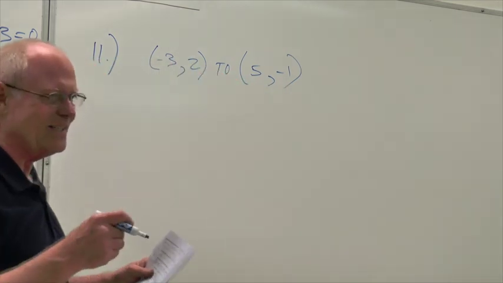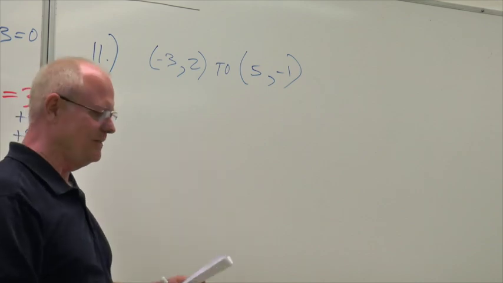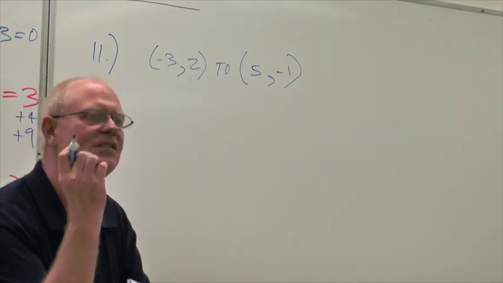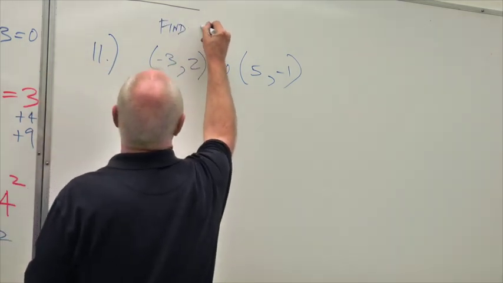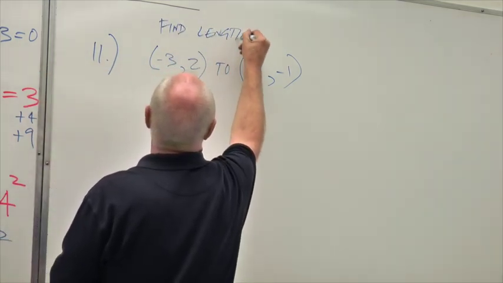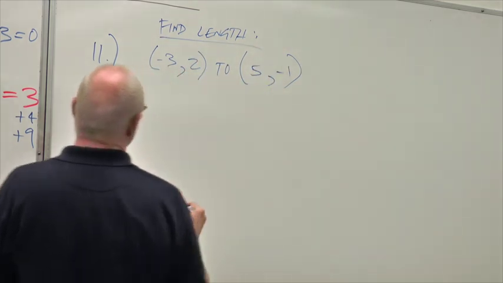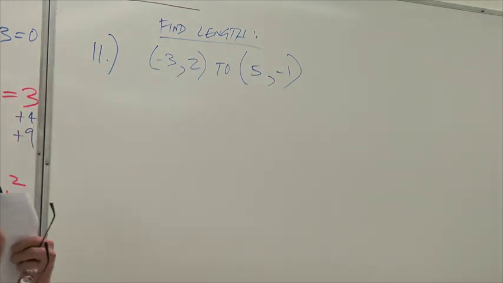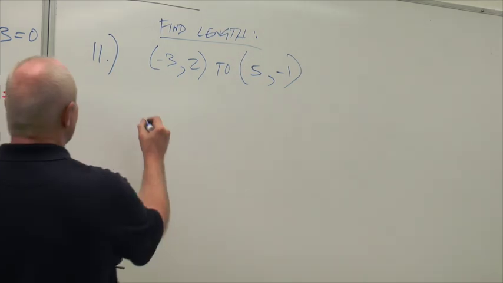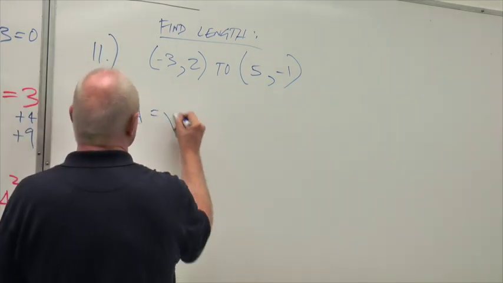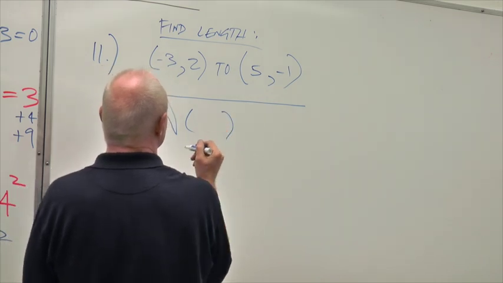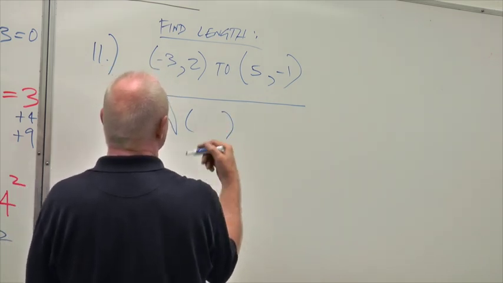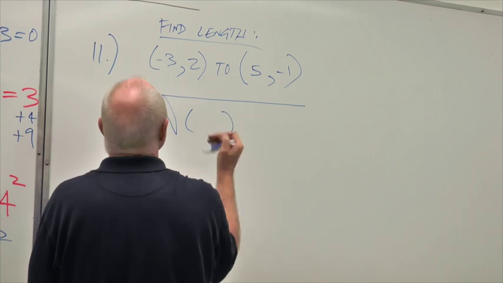How do you find distance? What's the... Oh, I just gave it away. Right? Find the length. It says find the length, right? Length is what? Distance. Isn't there a formula for distance? Right? What is it? D equals square root of what? X. Go ahead. Come on. Pull it up.